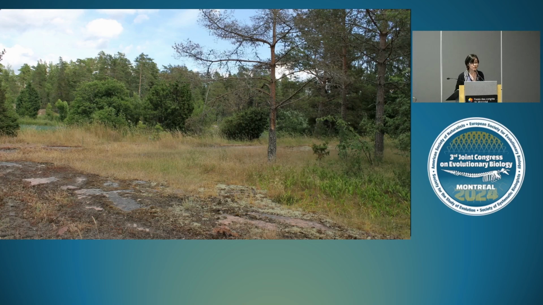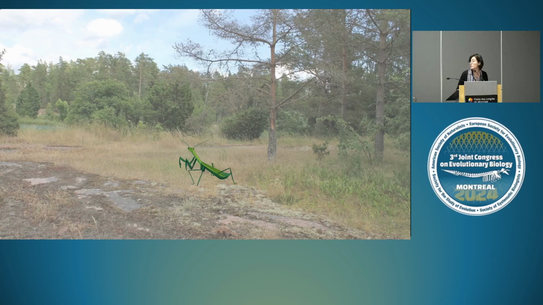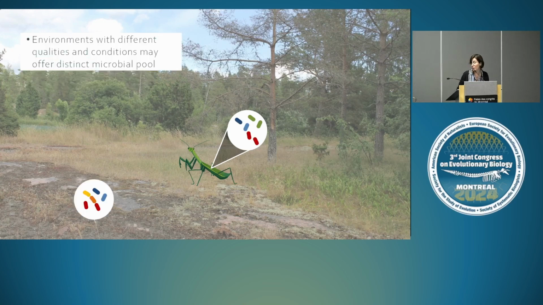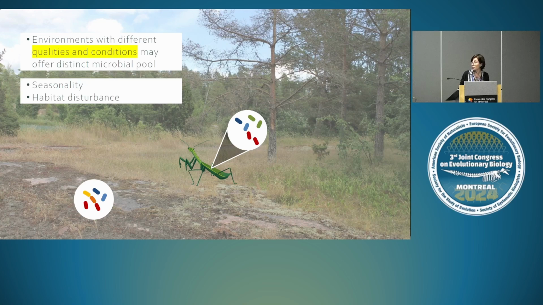To better understand this type of variation, we can think of a hypothetical environment with a hypothetical host on it. This host may also have some endosymbionts that co-evolved with it, as in the case of Cassidine beetles and their Stammera bacteria. But the host can also acquire bacteria from the environment. Thus, environments with different conditions can offer different pools of microbes for that particular host. For conditions here, we can think about, for instance, seasonality or habitat disturbance.